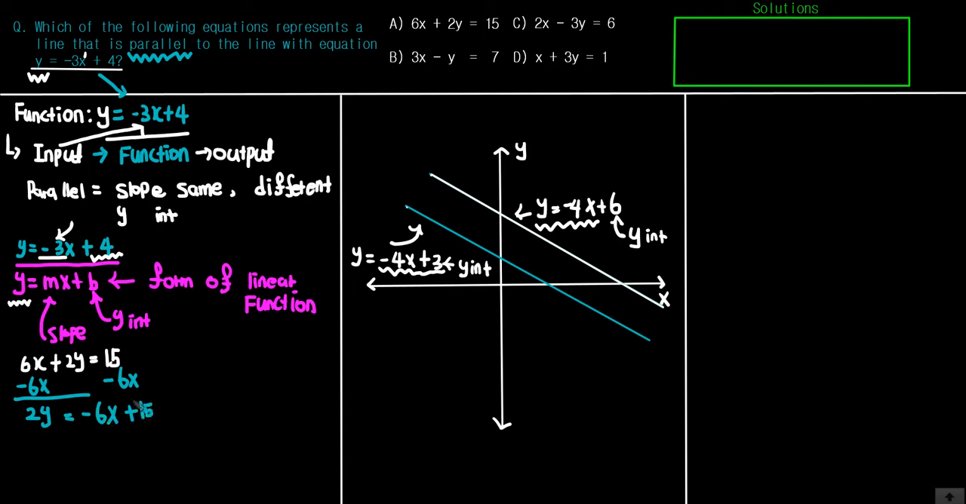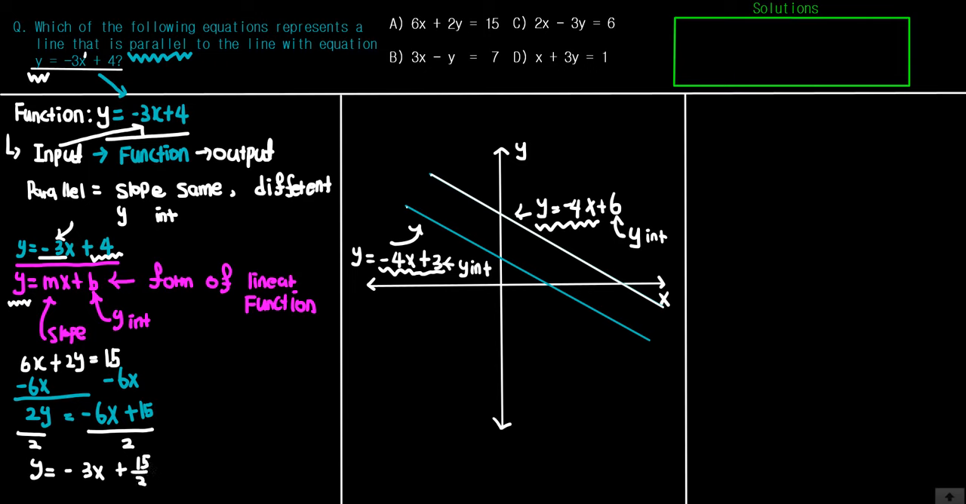And now we need to solve for y, so all you need to do is convert y's coefficient into 1. All you have to do is divide both sides by 2 to get rid of the 2. And we get y is equal to negative 6x divided by 2, which is negative 3x, and the positive 15 divided by 2 is positive 15 over 2.